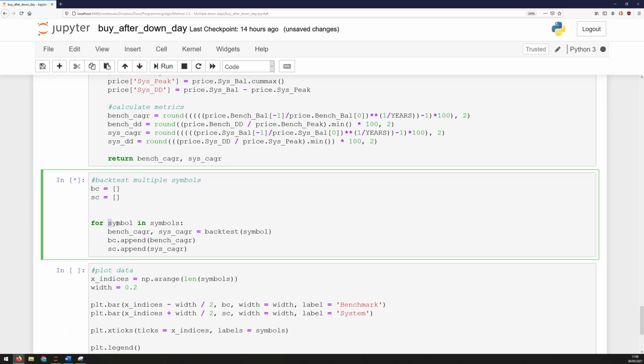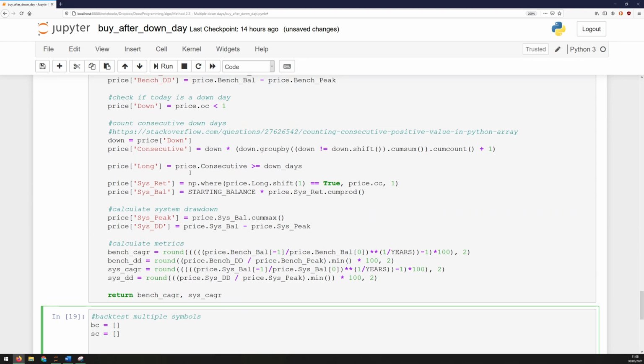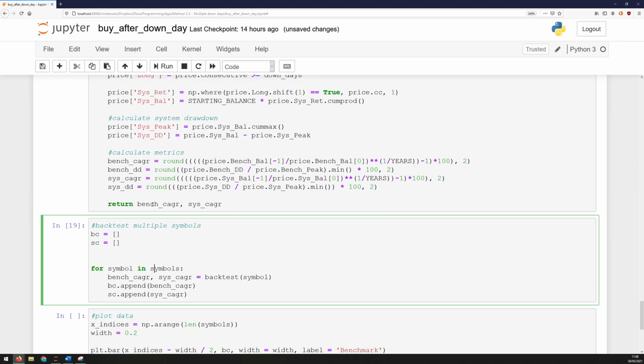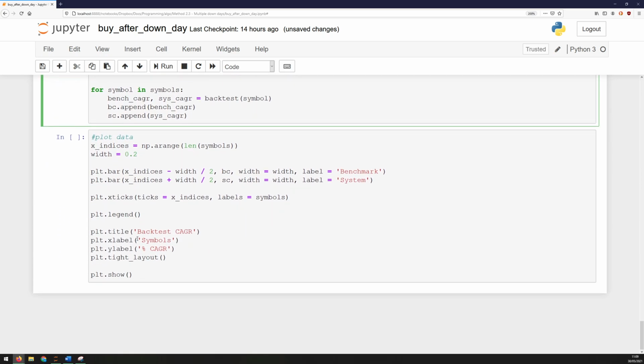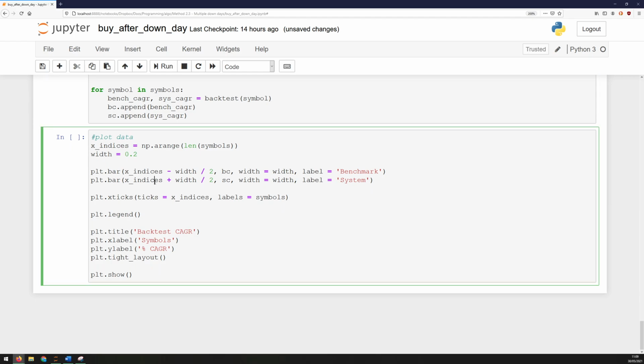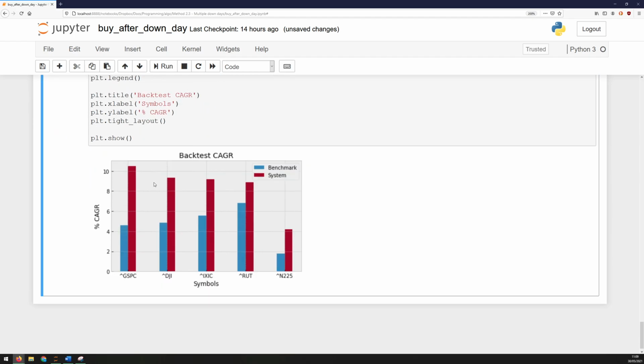It needs to go through each of the symbols within that symbols list, download all the data, run the backtest, and then it returns a couple of values back for me. So it returns the benchmark annual return and the system annual return. I already know that information for the S&P 500, but I can now plot all of that together with the other indices just to see how they perform as well.